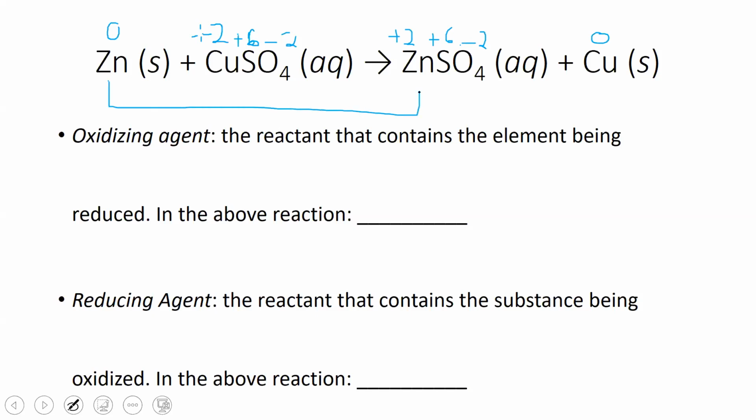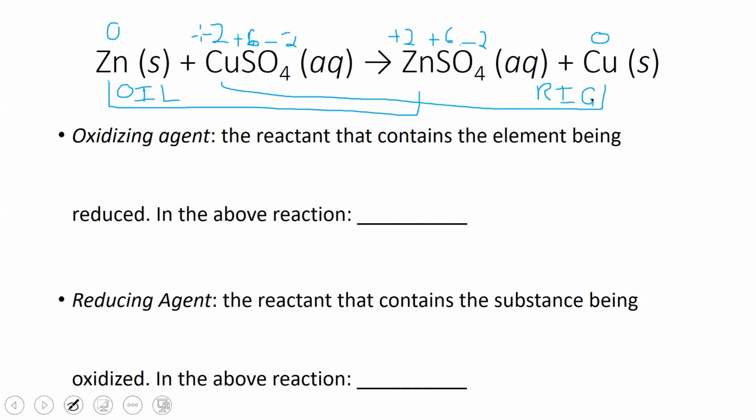So we use our tie lines, and we can see that zinc loses electrons. It loses 2 electrons going from 0 to +2. If it loses electrons, it's been oxidized, so we can say OIL. And then copper has gained electrons. It goes from +2 to 0, so it's reduced, and we can label that RIG.